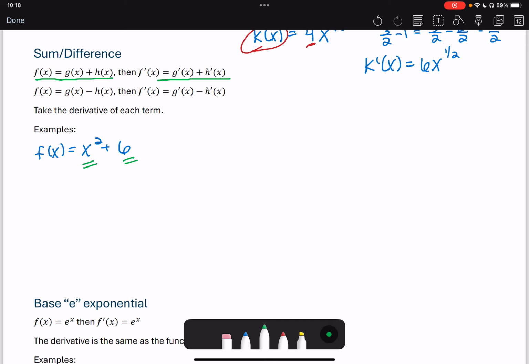If it's minus, then you keep the minus sign. So you're just going to look at each term as a separate little derivative, and then you have the derivative of the whole thing, okay? So I'm going to write this out here.